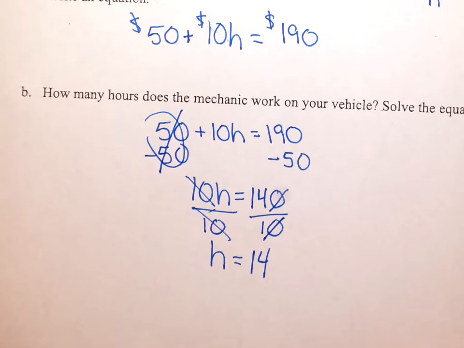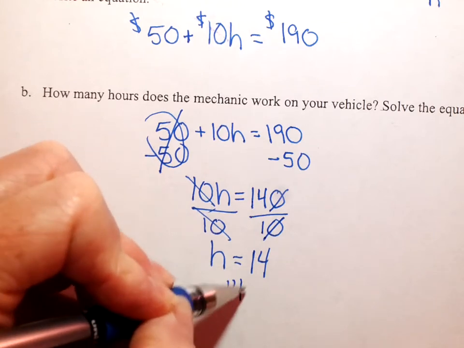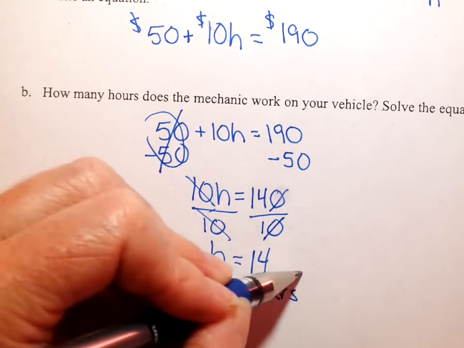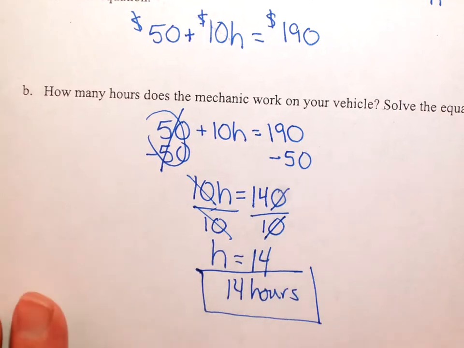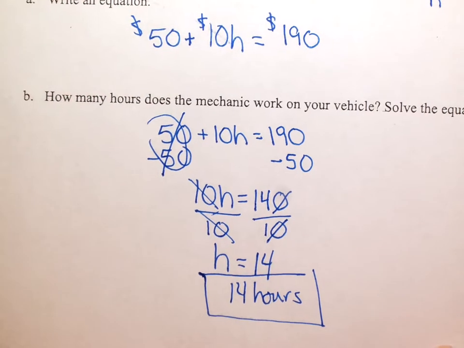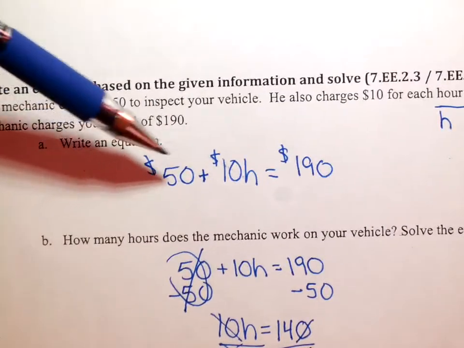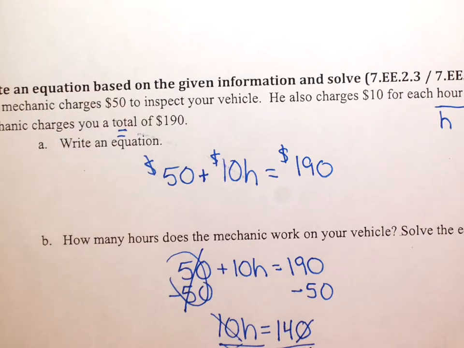So how many hours did the mechanic work on the vehicle? A total of 14 hours. Okay, so you could leave it as h equals 14, or you could actually write out 14 hours. If you wanted to box it so we know where to find the answer. You're going to have a problem very similar to this on your test. It's just going to have different numbers to use. Okay? So pay attention. I would re-watch this if you need to, so you can be familiar with how to create the equation.